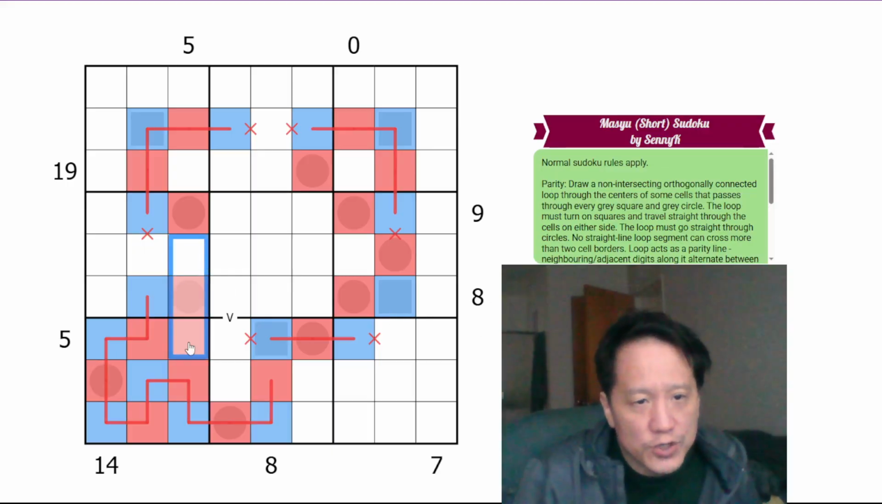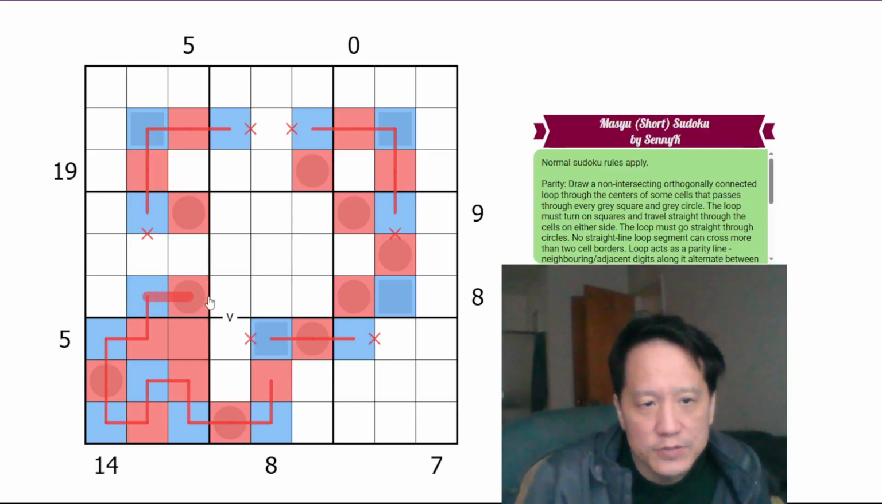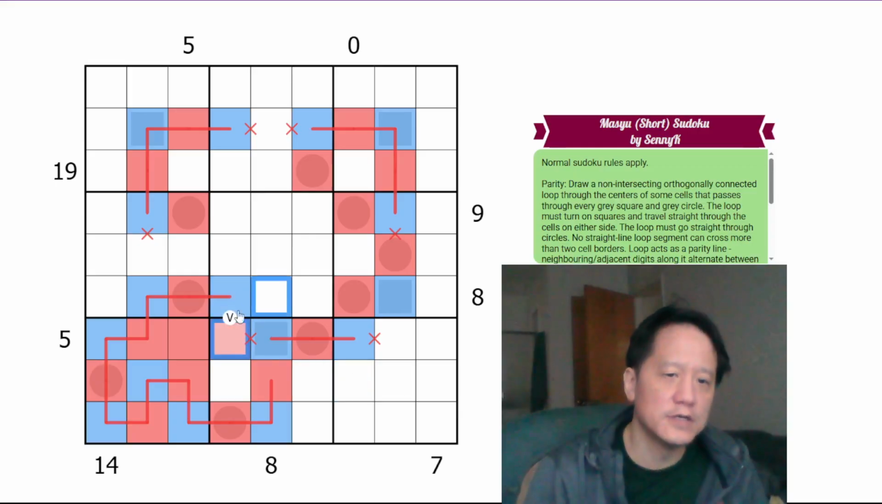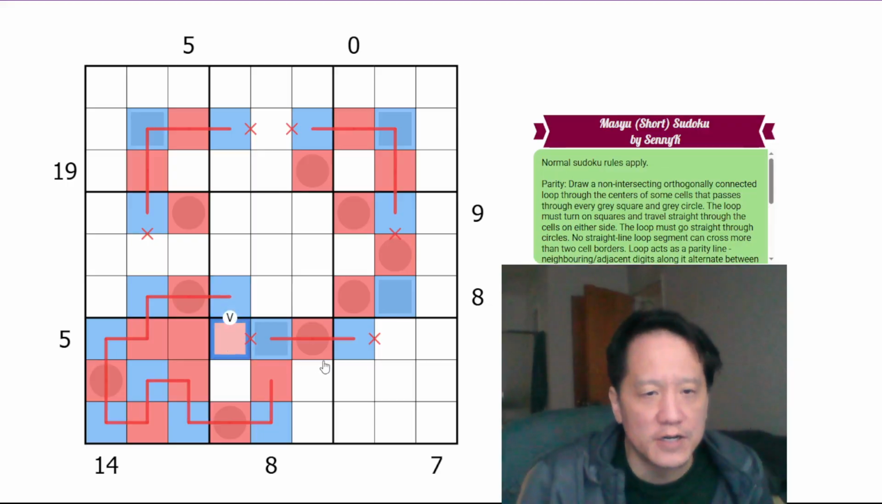This cannot go straight through this way, so it must go straight through that way. So then this goes there. So this is even. And since this is even, this must be odd to add up to 5, because you need an even and odd to add up to an odd number.